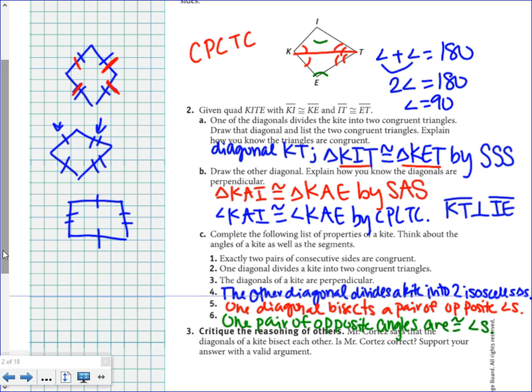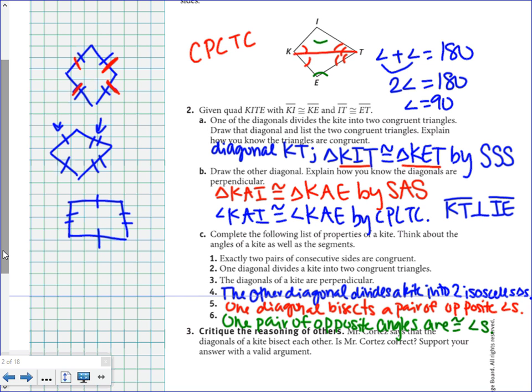So you're not going to have them memorized exactly word for word, but you need to know them so that if you're given those properties, you're able to recognize that you have a kite. Because they're not going to always say, okay, this quadrilateral is a kite. Sometimes they're going to give you parts of these, and they're going to expect you to recognize that it's a kite.